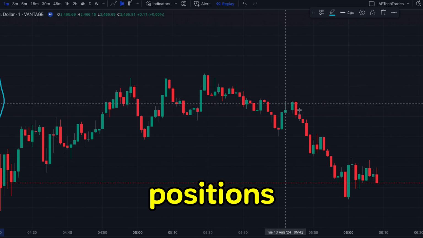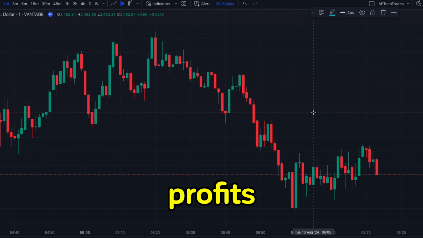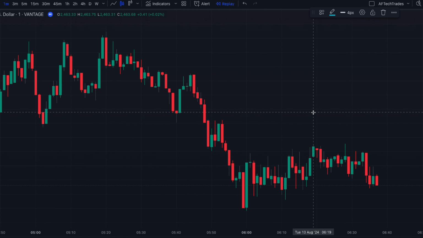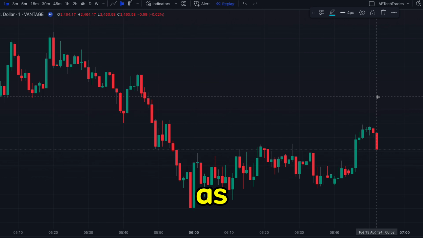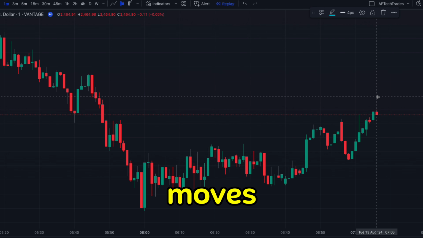Similarly, for short positions, placing the stop-loss above recent swing highs helps protect profits while allowing the trade to continue benefiting from the downward trend. This strategy helps manage risk and ensures that you lock in profits as the market moves in your favor. This locks in profits as the stock moves in your favor.